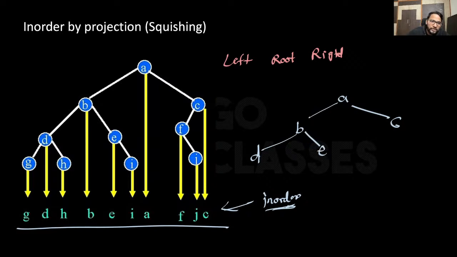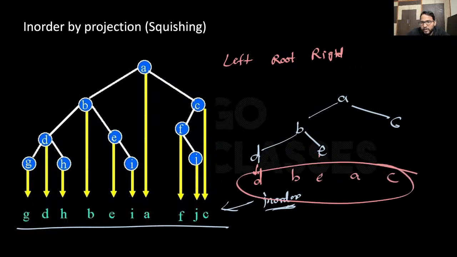So if you want to find the inorder of this, just project it. This is D, this is B, this is E, A, C. This is the inorder. You just project all the nodes onto the ground and then you will get the inorder. This is nice not just to find the inorder but for other applications also. So let's see how it is helpful.